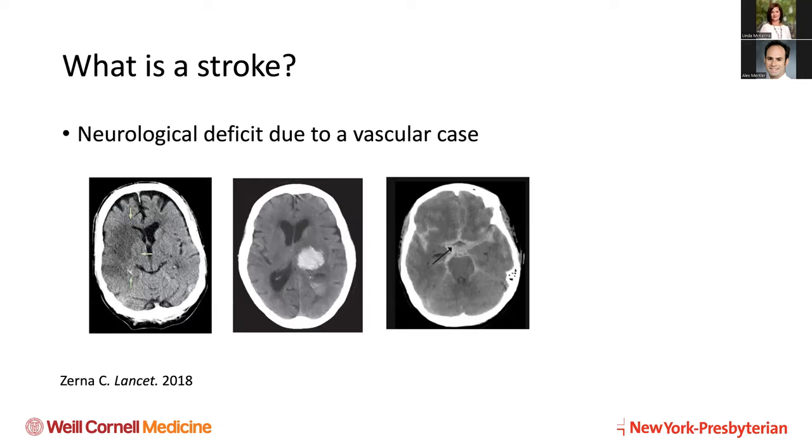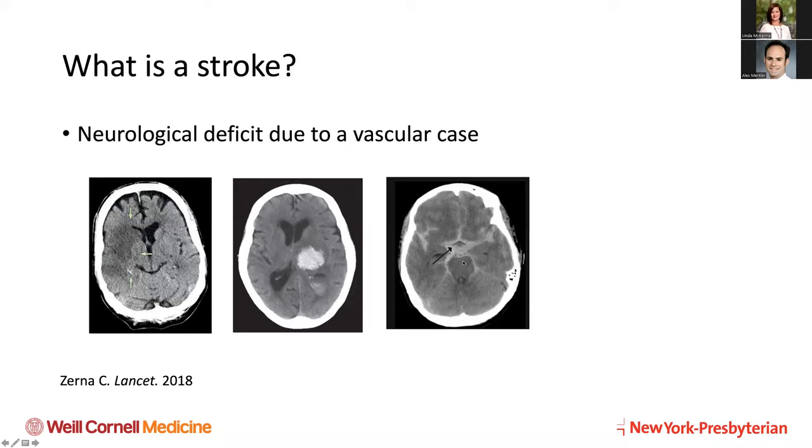So what is a stroke? Well, a stroke is basically defined as a neurological deficit due to a vascular cause. And the reason it's like that is because a stroke can be either ischemic, which is when there's a blockage of one of the arteries or pipes to the brain, or it can be hemorrhagic, when there's a burst in one of the arteries that leads to hemorrhage within the brain.